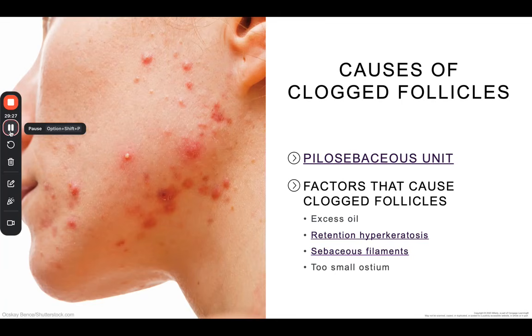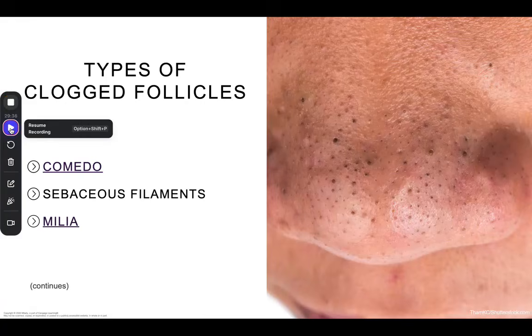I do want you to highlight what the term ostium is, O-S-T-I-U-M. That is basically the opening of the pores.